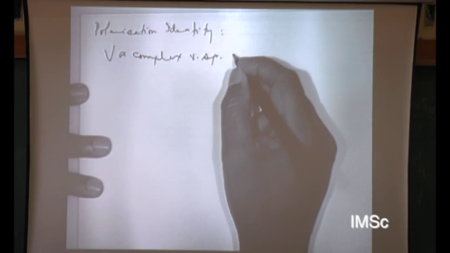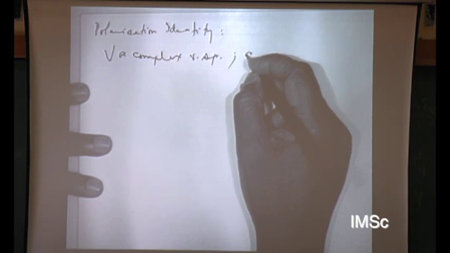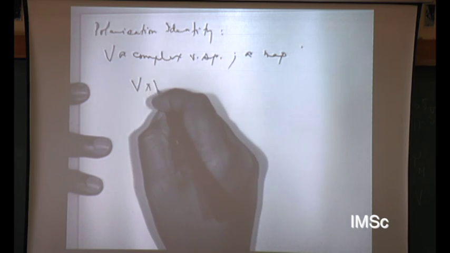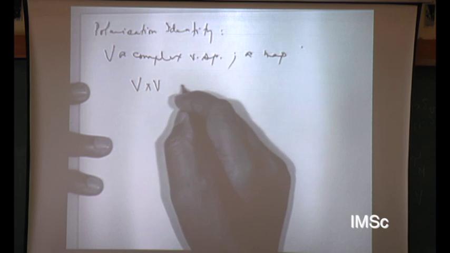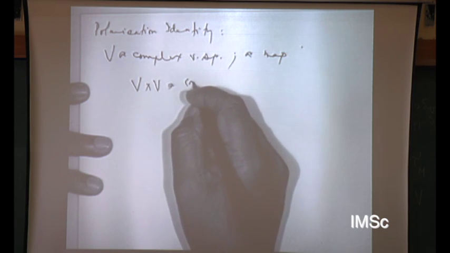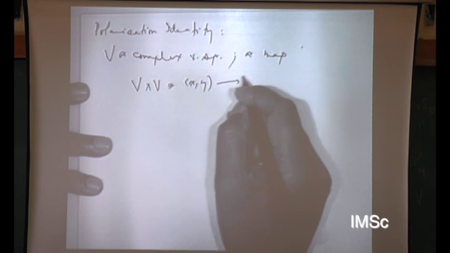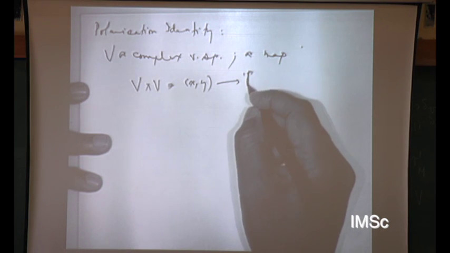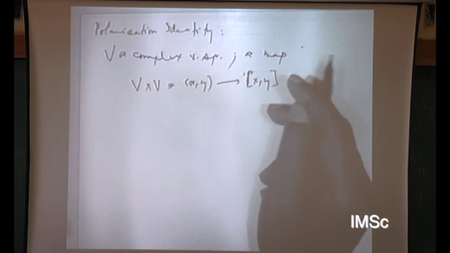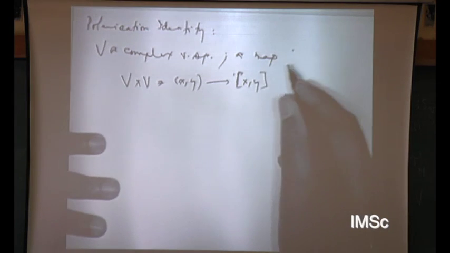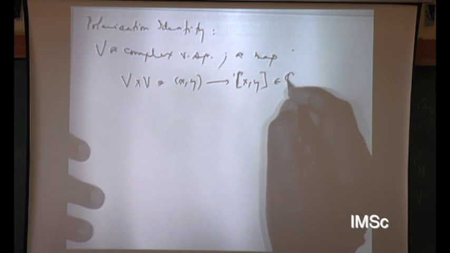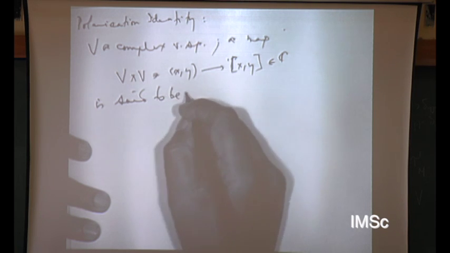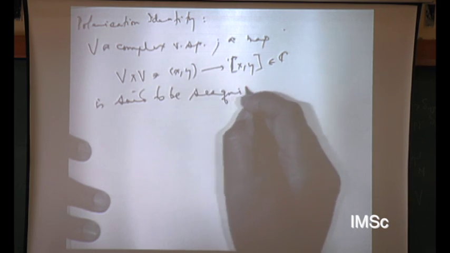And okay, then a map from V cross V, so you take an element x comma y in V cross V to, let's say, I don't want to use inner product notation, but it's basically the same idea, in C, is said to be sesquilinear.